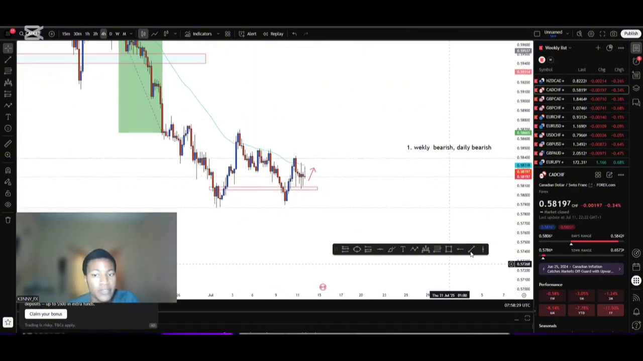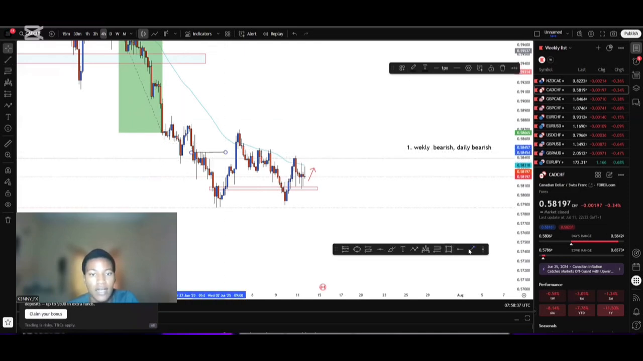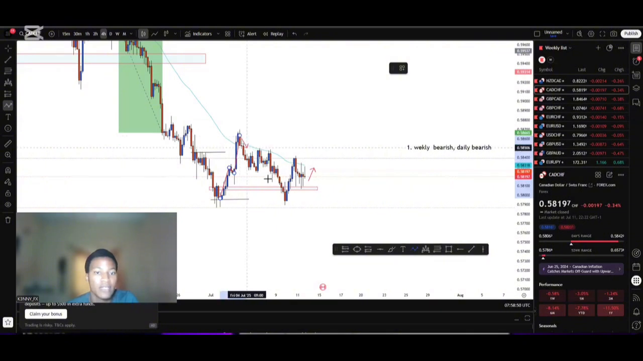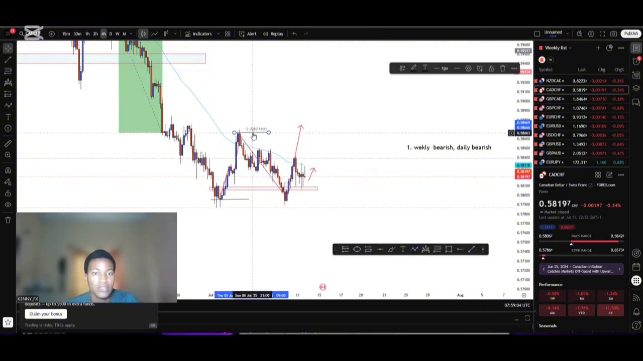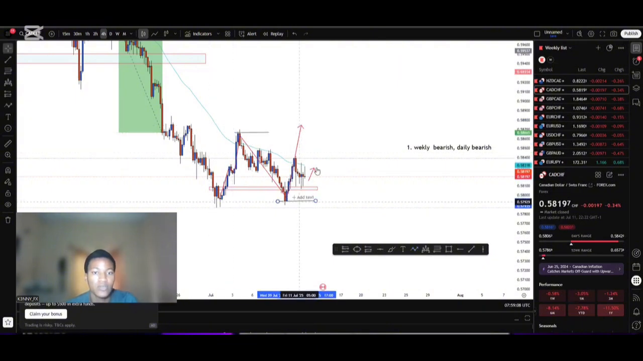The 4 hour is bearish too, because I counted this as a lower high and this as a lower low. When price created this low and broke above this level, that means price went bullish. And price had a pullback, broke below this level, that means price went bearish. So for price to go bullish again, it has to break above this high here. This is the lower high and this is the lower low.